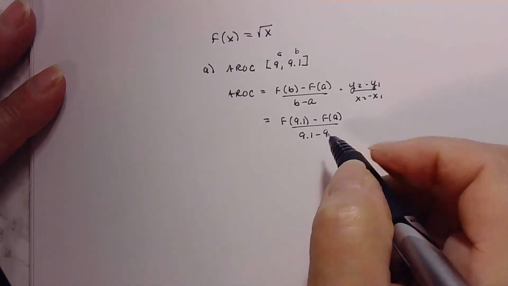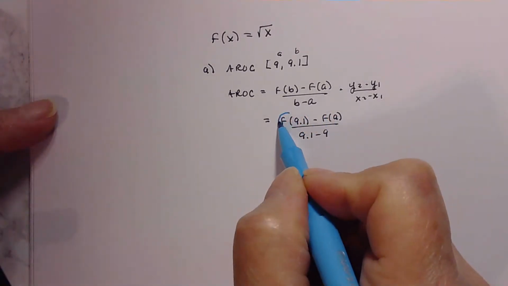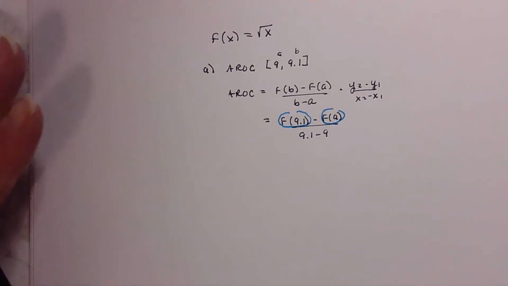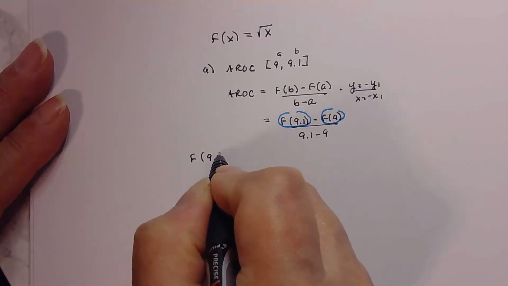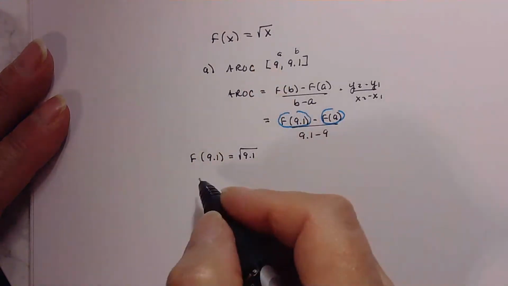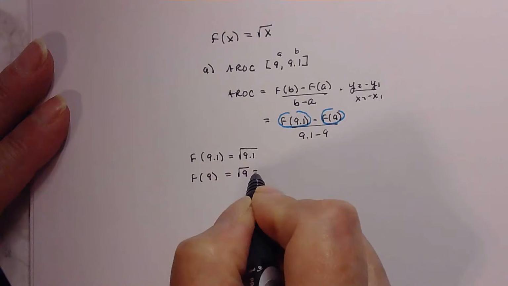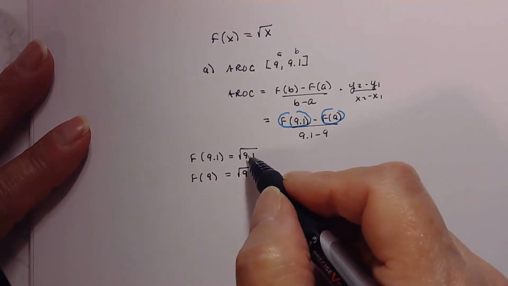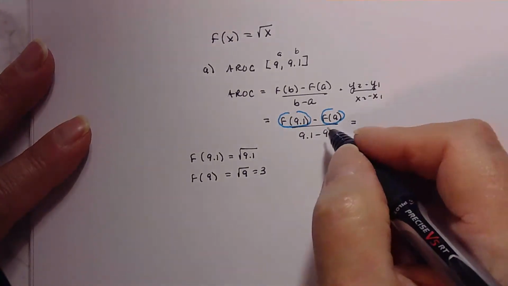Easy peasy. And now what we have to do is compute these things right here and substitute them back into this formula. So to the side, f of 9.1 is just the square root of 9.1 because our function is root x. It's a simple function. And of course, f of 9 is the square root of 9, which is 3. So what you should do is just leave some weird number under the radical until you're ready to use your calculator to compute it.